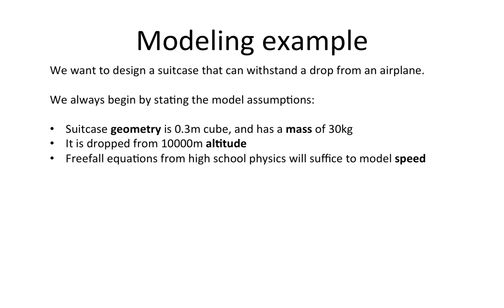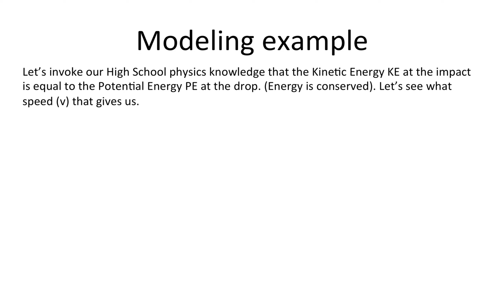And then, as far as analyzing it, we will assume that the free fall equations from your high school physics will suffice to model speed. Okay, so the idea is we drop the suitcase from the plane. It's going to hit the ground. We're going to have to see what kind of velocity it hits the ground with. So let's invoke this high school physics knowledge that kinetic energy at impact is equal to potential energy at the drop. Energy is conserved. Let's see what kind of speed that gives us in this simulation.